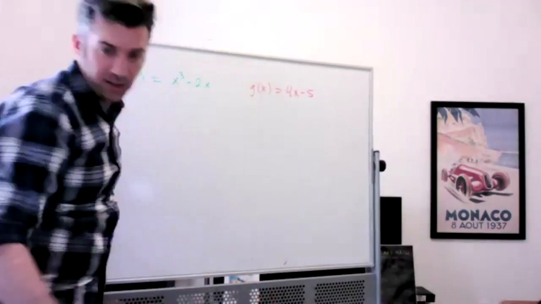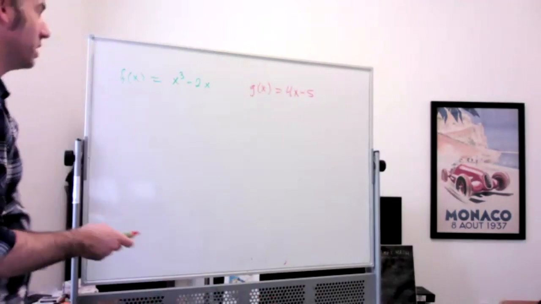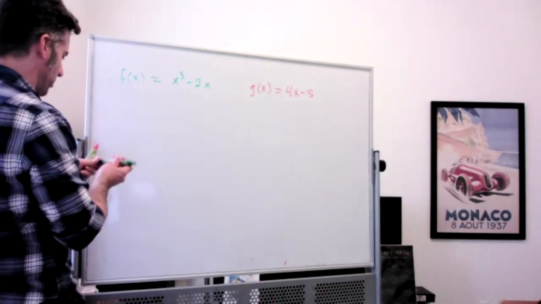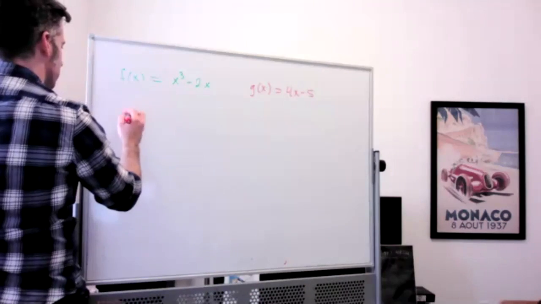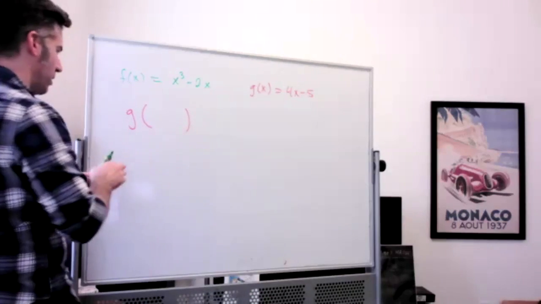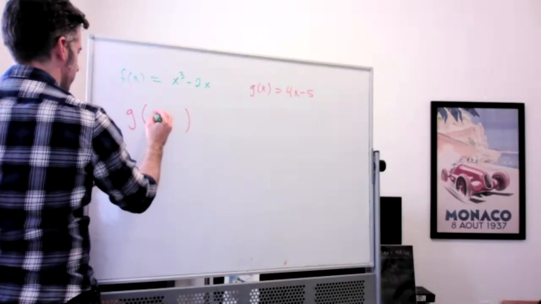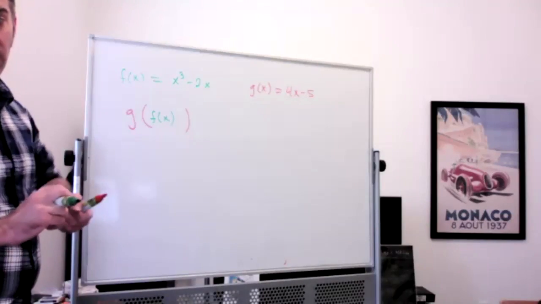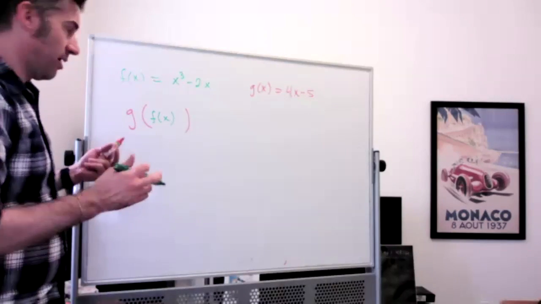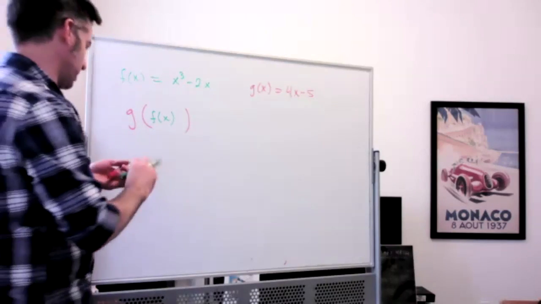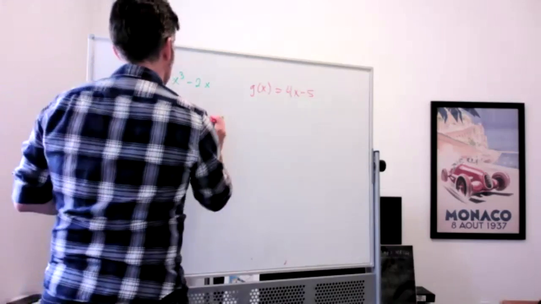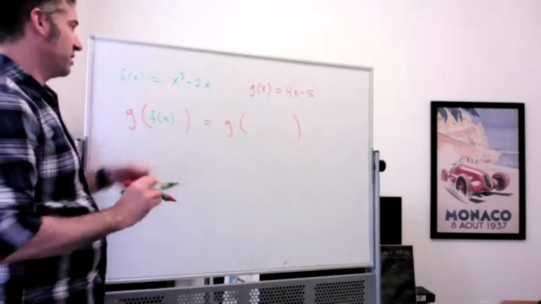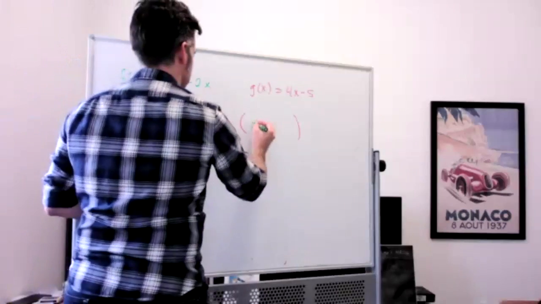I might want to find something like f of g, or sorry, g of f of x. So in this one, I'm definitely going to use the color. So I'm going to find g of f of x. And again, I really like to think of it as the inner function first. So I'm going to think of this as g of whatever f of x is, which is x cubed minus 2x.